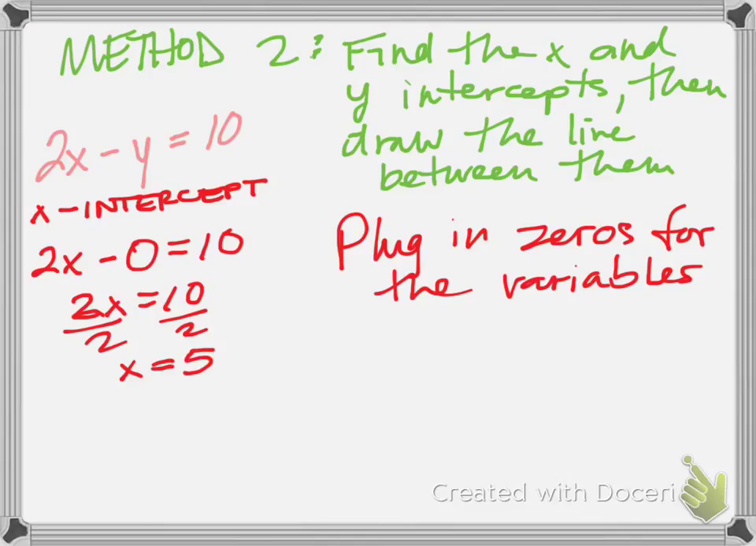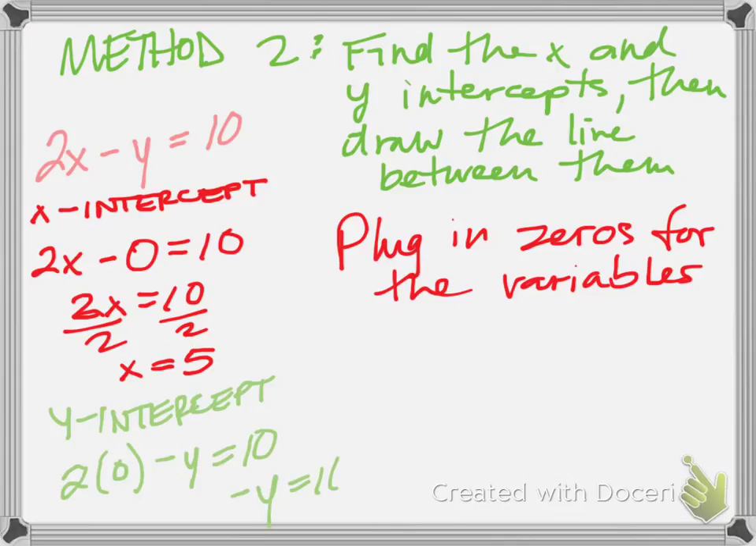To get the y-intercept, then you'll put a 0 in for x this time. We'll go 2 times 0 minus y equals 10. 2 times 0 is 0, so we'd have negative y equals 10. And then divide by negative 1 to deal with that negative on the y. Negative cancels. My y-intercept was negative 10, which, if you recall from the first example, was what we did before.